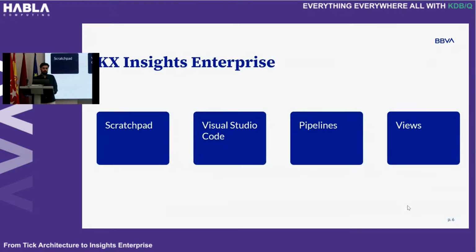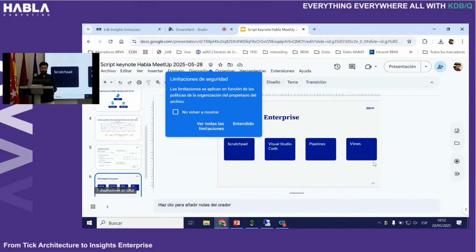And the other thing that I would like to show you is the different parts that we have in KX. In this case, KX Insights Enterprise, which is the platform that we are using. We have the Scratchpad, Visual Studio Code, the pipelines, and finally, in order to visualize the data, the final data that we have is the views. So now I will go into the demo. I will start with the Scratchpad.